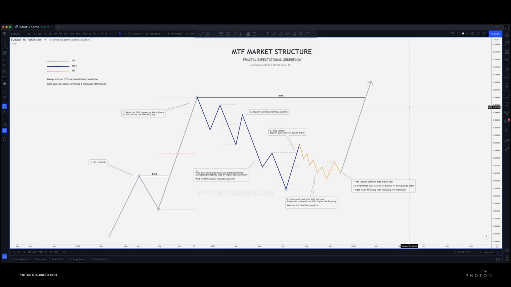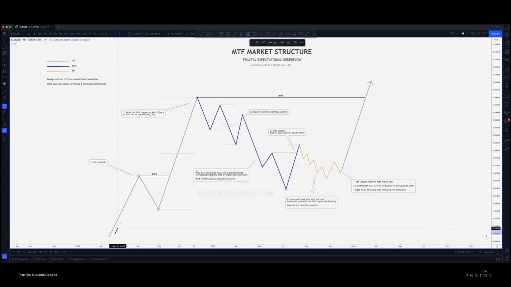So this particular line chart diagram of price action you should be getting pretty familiar with now, right? We're building upon this exact same example each lesson with each new concept that we learn. So let's slowly go through this with everything that we now know about the fractal expectation of order flow, and that a run on a higher time frame is a trend on a lower time frame. So we always start on the higher time frames for our overall directional bias, and then we work our way down for that timing and increased refinement.